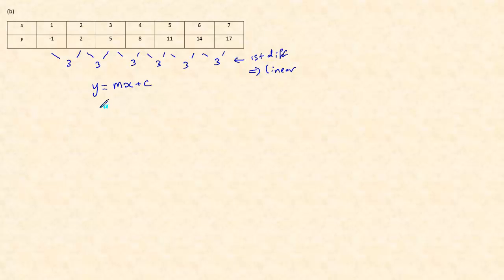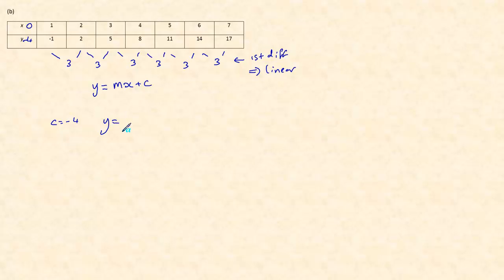So, how do we find these? We could use simultaneous equations. Since the x's go up in 1, starting at 1, we could work out what happens when x is 0. So we'd need to go down another 3 here to negative 4. So that tells me that c is equal to negative 4.